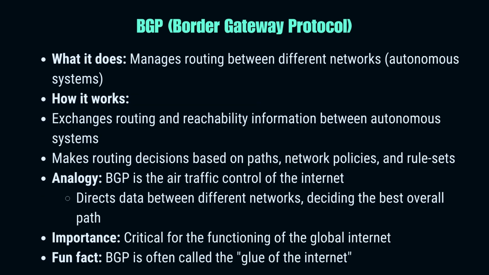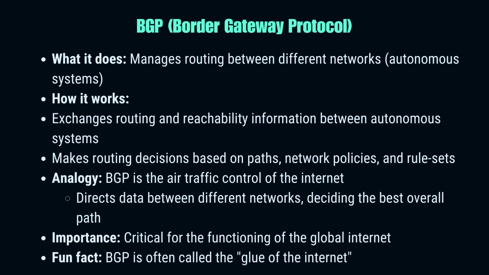Finally, let's explore BGP, the protocol that manages the flow of data between different networks and is critical to the functioning of the global internet. BGP, or Border Gateway Protocol, is like the air traffic control system of the internet. It's responsible for managing how data is routed between different networks, known as autonomous systems. BGP is crucial for the functioning of the global internet because it ensures that data can travel across various networks, finding the best possible path.